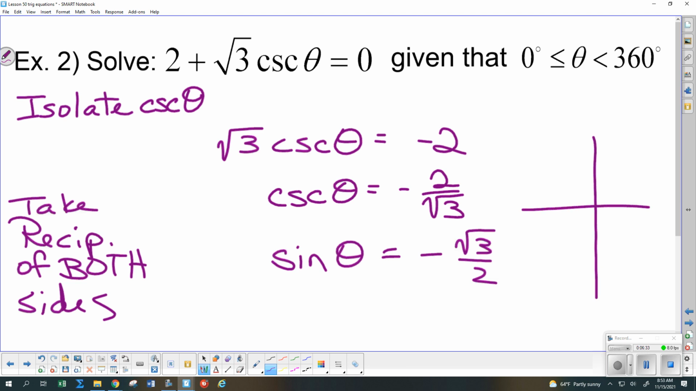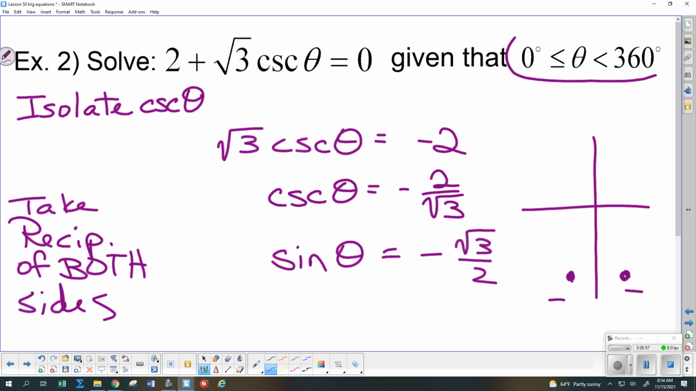Sine, everybody, x's or y's? Y's. So now I know that I need to be below the unit circle, or below the x-axis. Quadrants 3 and 4 are where my y's are negative, where I've gone down from the origin. And so I need to be most of the way down. So I'm looking for these 2 positions on the unit circle.